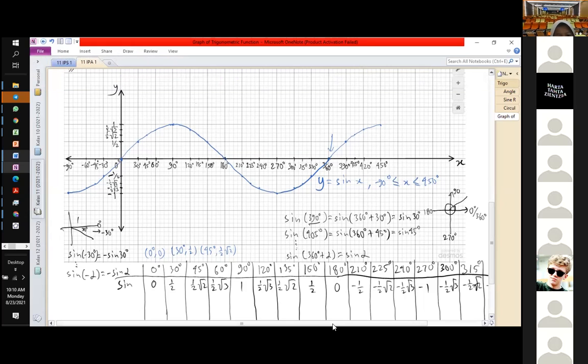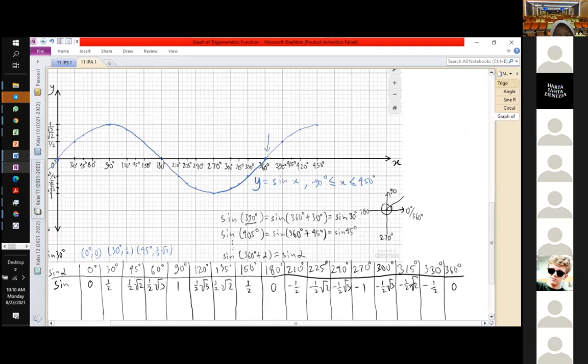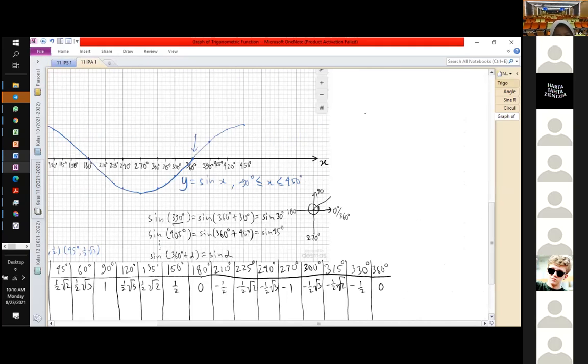Okay, so what are the properties? Let me write it down. So the first one is wave, yeah. The shape is like a wave.